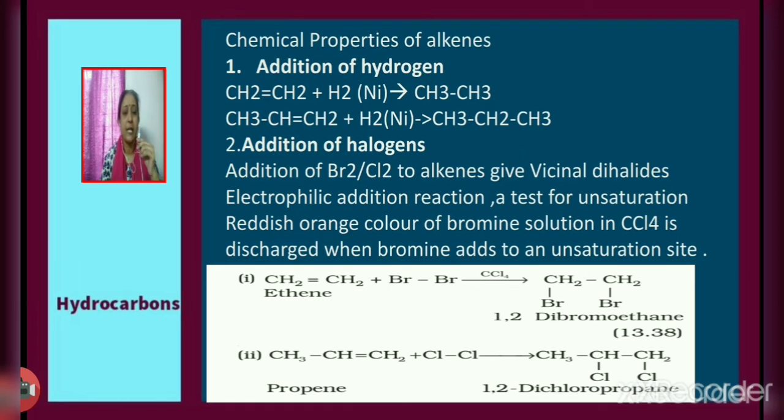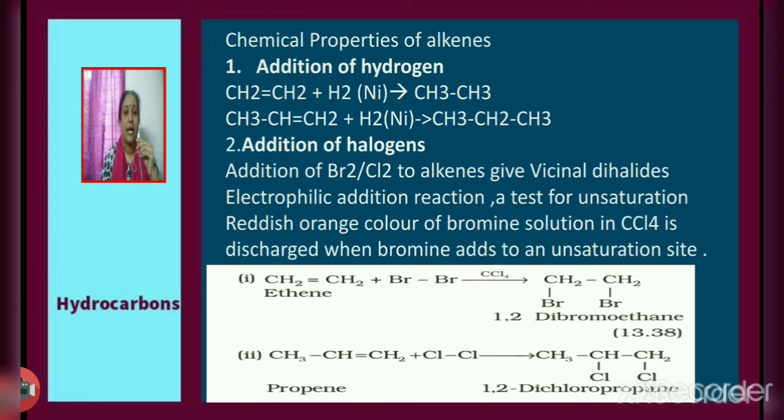Now consider propene, CH3CH=CH2. Propene reacts with hydrogen in the presence of nickel. Addition of hydrogen takes place across the carbon-carbon double bond and the product obtained is propane, CH3CH2CH3.